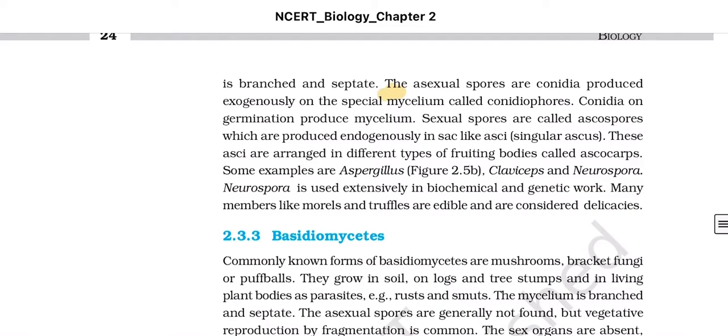The asexual spores are conidia produced exogenously on the special mycelium called conidiophores. Conidia on germination produce mycelium. Sexual spores are called ascospores, which are produced endogenously in sac-like asci, singular ascus. These asci are arranged in different types of fruiting bodies called ascocarps.